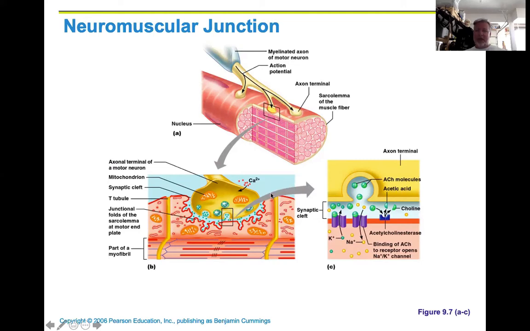They're exceedingly close, but they don't touch each other. And this space is called a synaptic cleft. The cleft is between the nerve up here and the muscle down here.